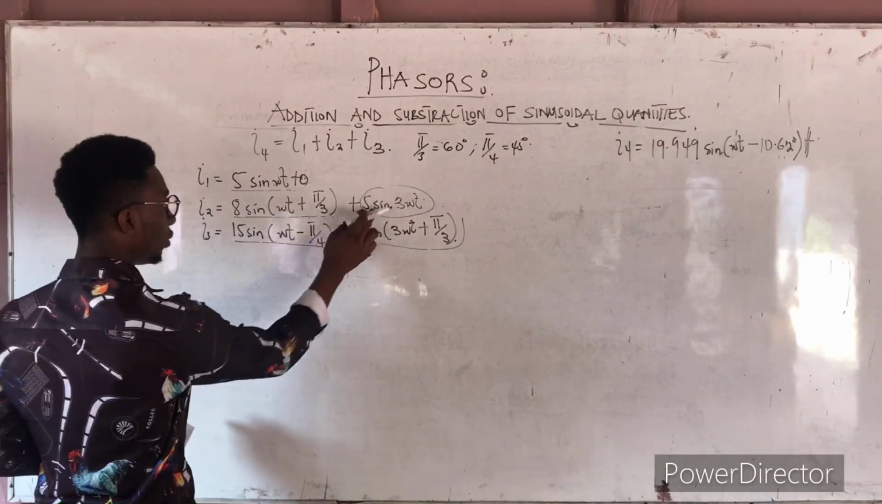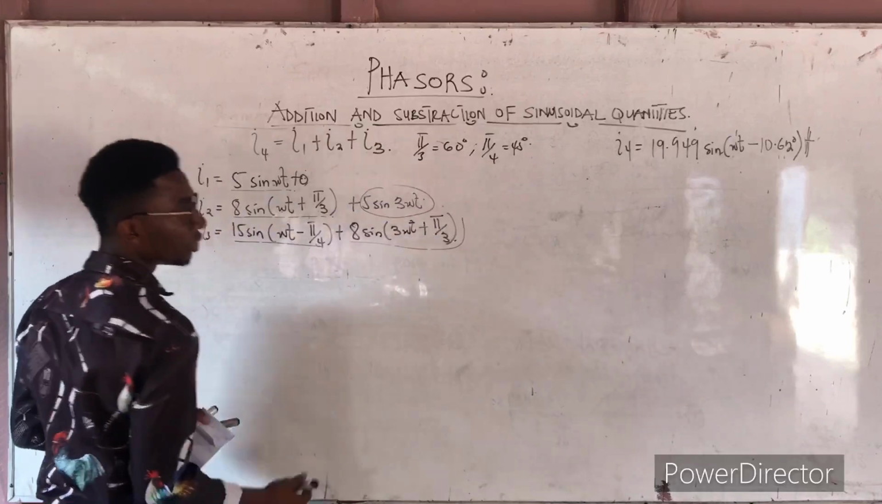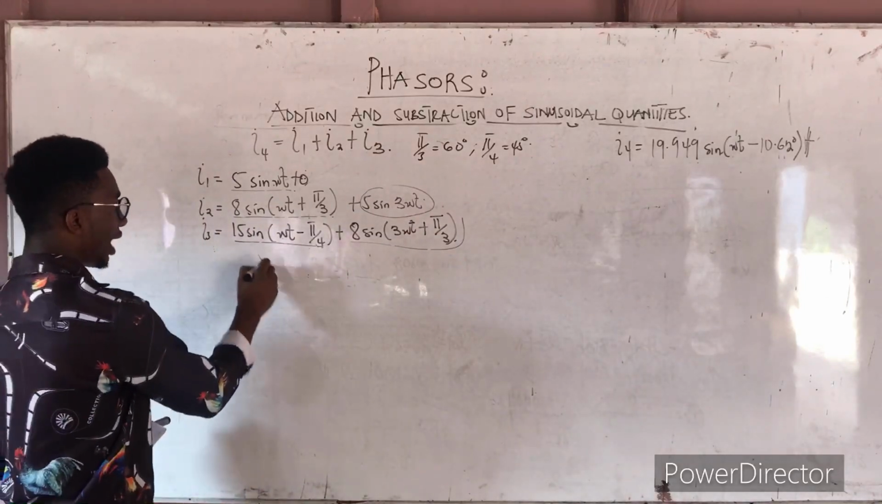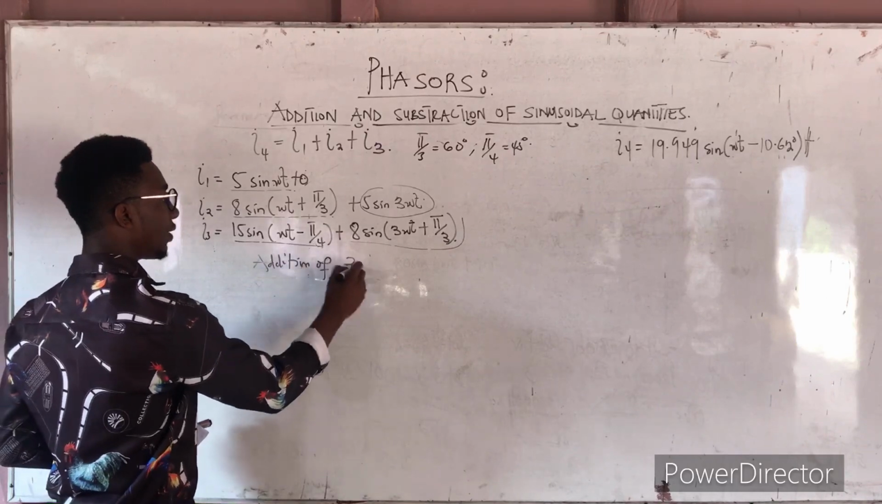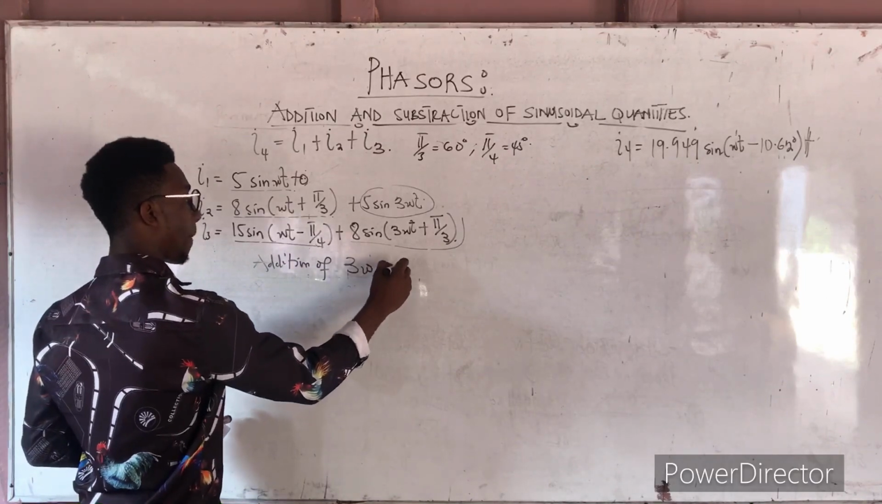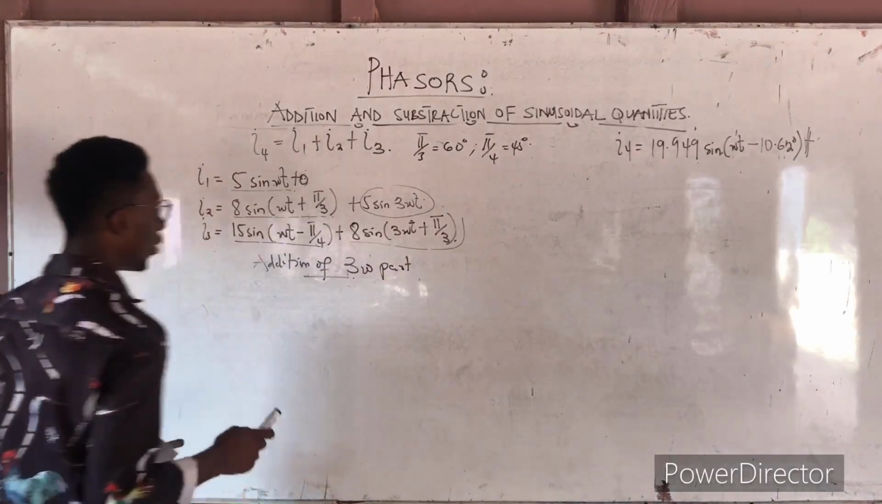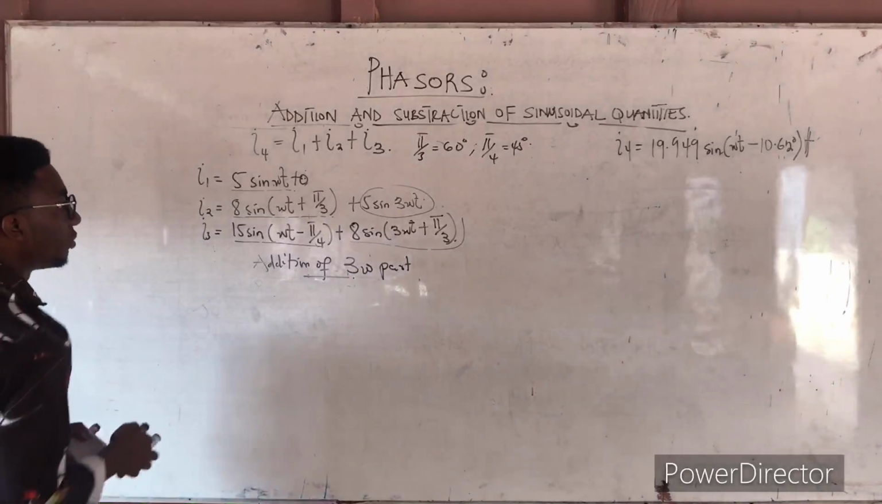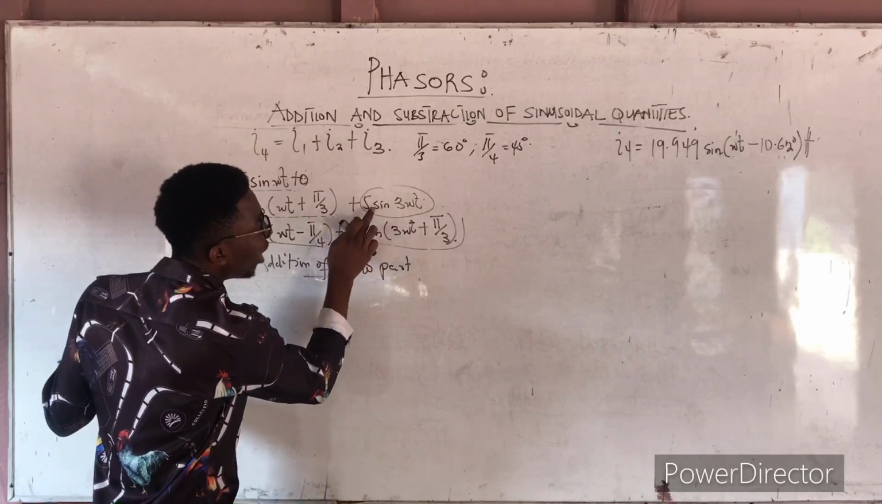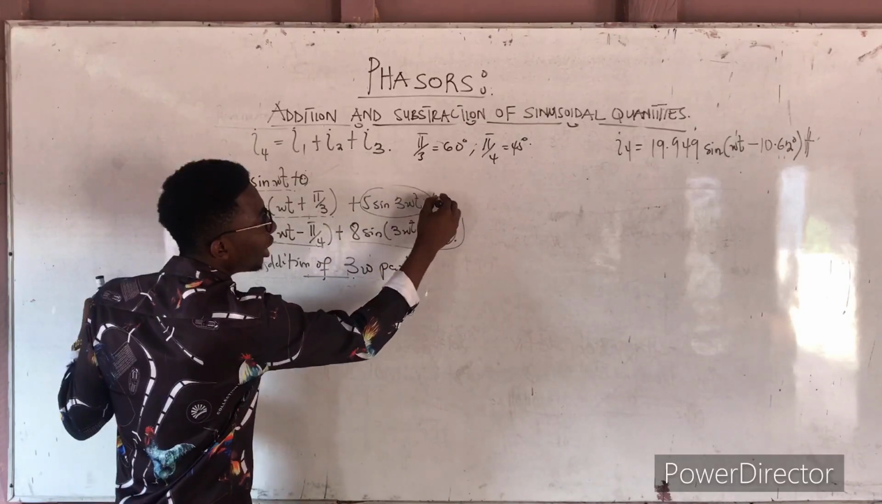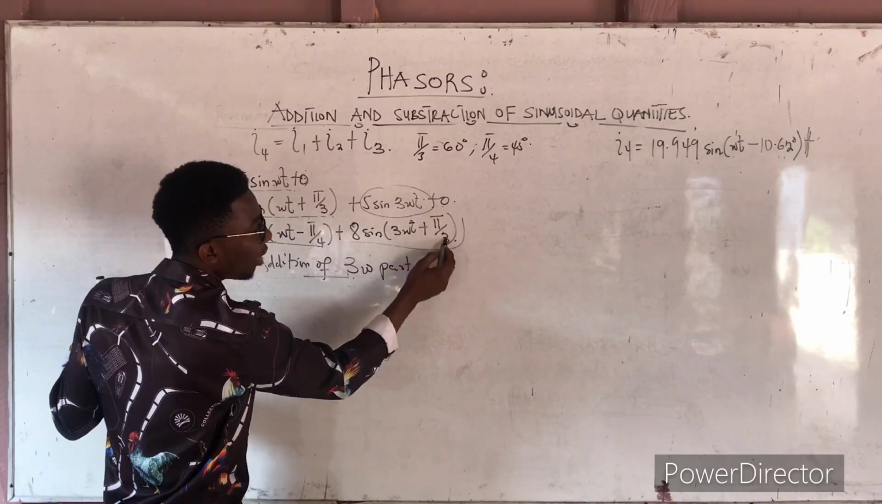So you have to also add these two parts to get the full I4. So the addition of the 3 omega part. Okay, now for the addition of the 3 omega part, they have the same frequency. So now you have 5. Here the phase angle is 0. This has a phase angle of 60 pi on 360.